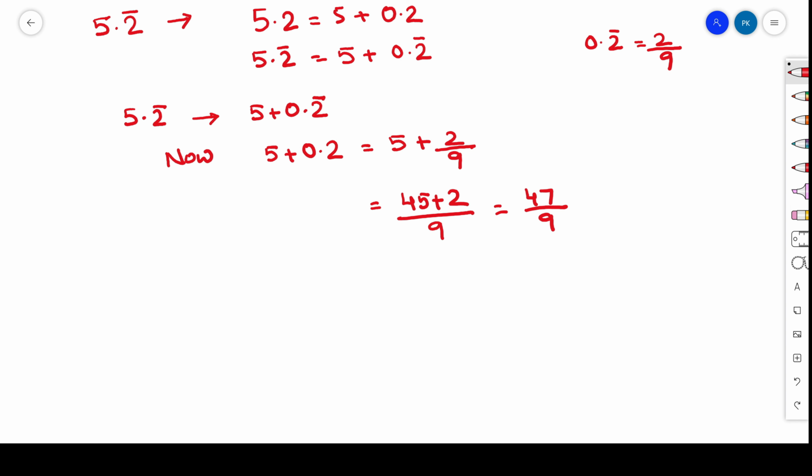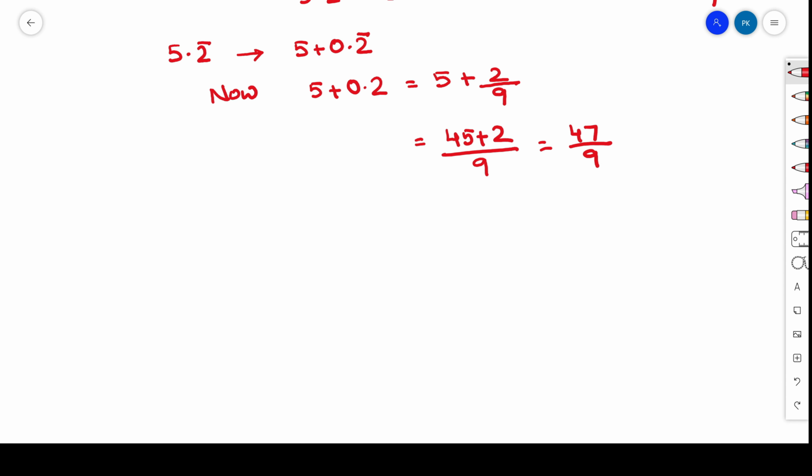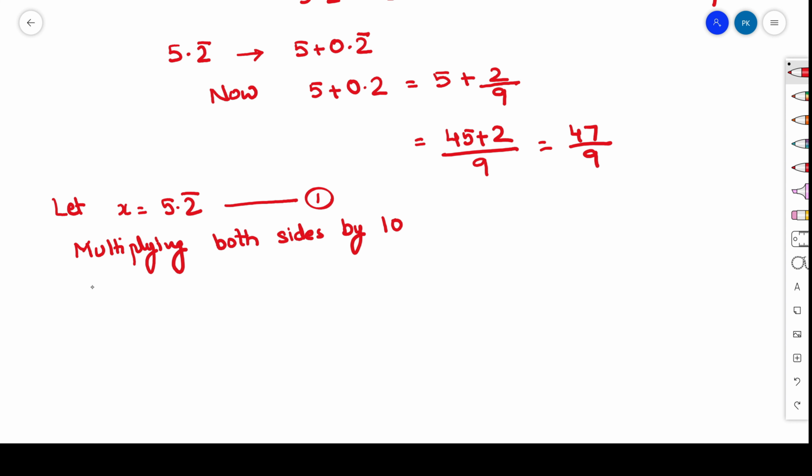This is a simple way of doing it. You can directly get the result. You separate the number from the bar part, and then you simply write the corresponding rational number. The other way, or the proper way of doing it as given in your books, is: let x be equal to 5.2 bar, and we will call this equation 1. We will multiply both sides by 10. This will give us 10x is equal to 52.2 bar. We will call this equation 2.